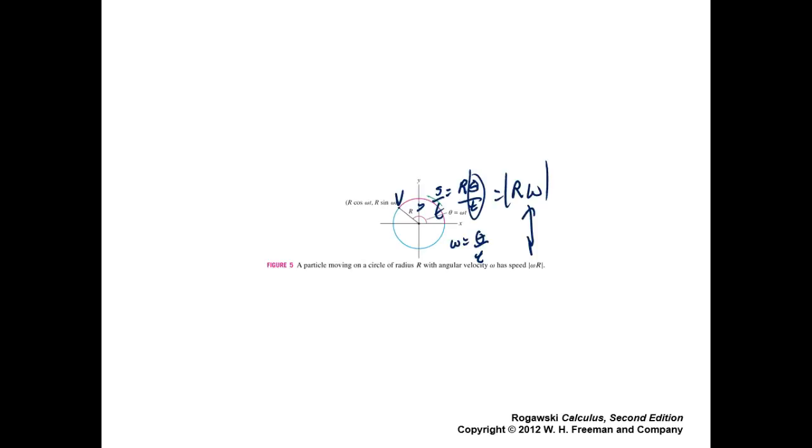Okay, so let's do example 5. Calculate the speed of the circular path of radius r, this picture here, and angular velocity omega, this picture here.